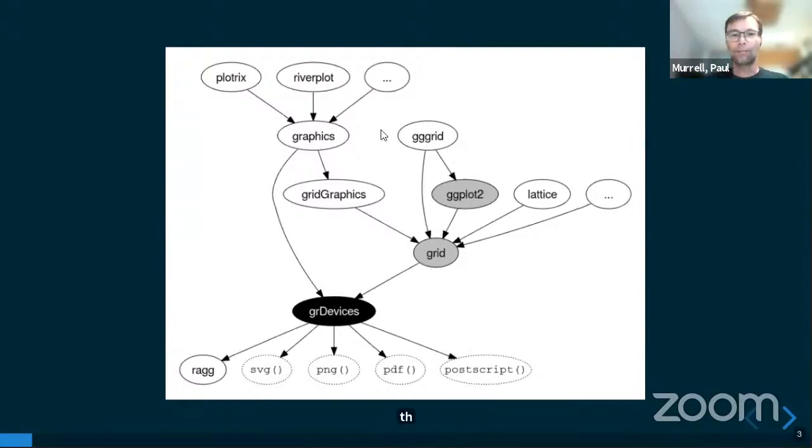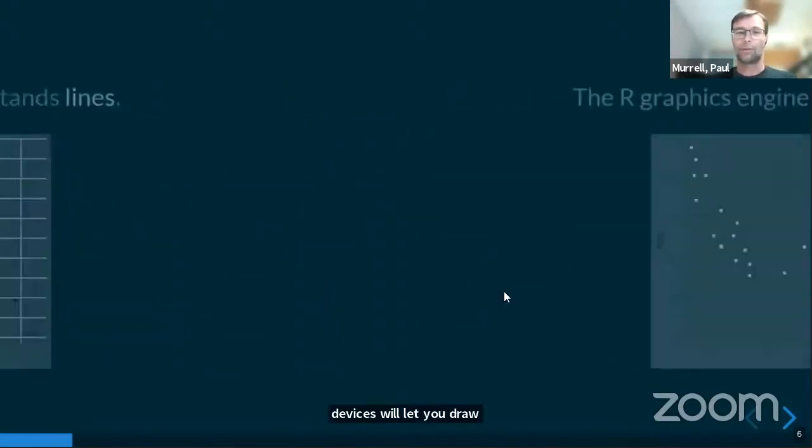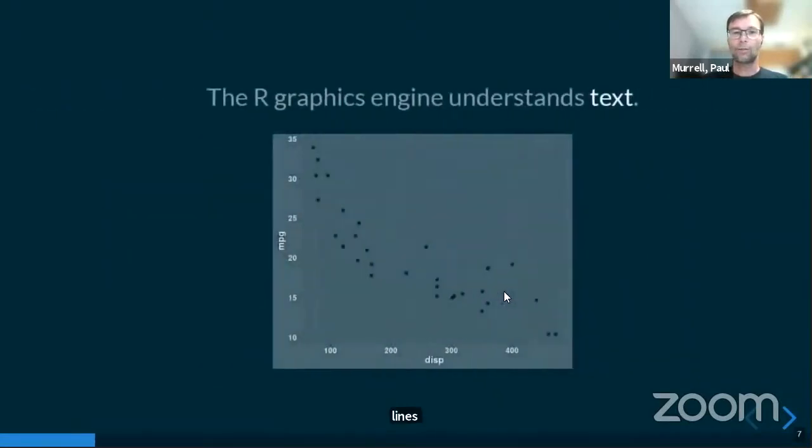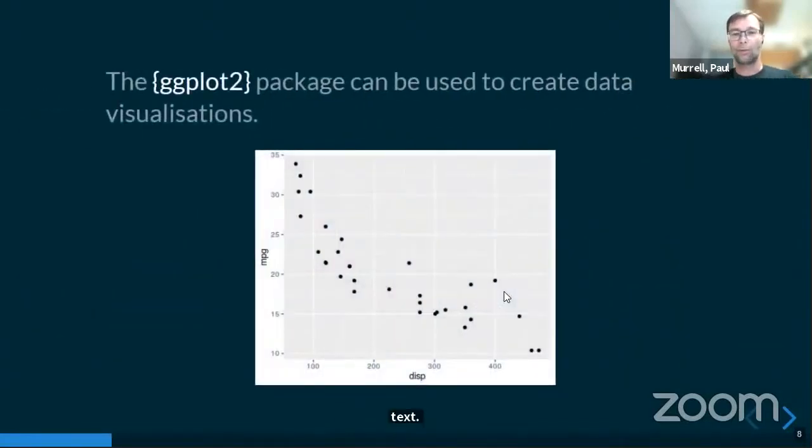So you can see that all of these different packages for drawing things have to go through grDevices. That limits what these packages can do to what grDevices lets them do. So if you are ggplot2, then grDevices will let you draw rectangles, it will let you draw lines, it will let you draw points, and it will let you draw text. And in lots of cases, that's actually all you need, and you can produce a plot like ggplot2 does.